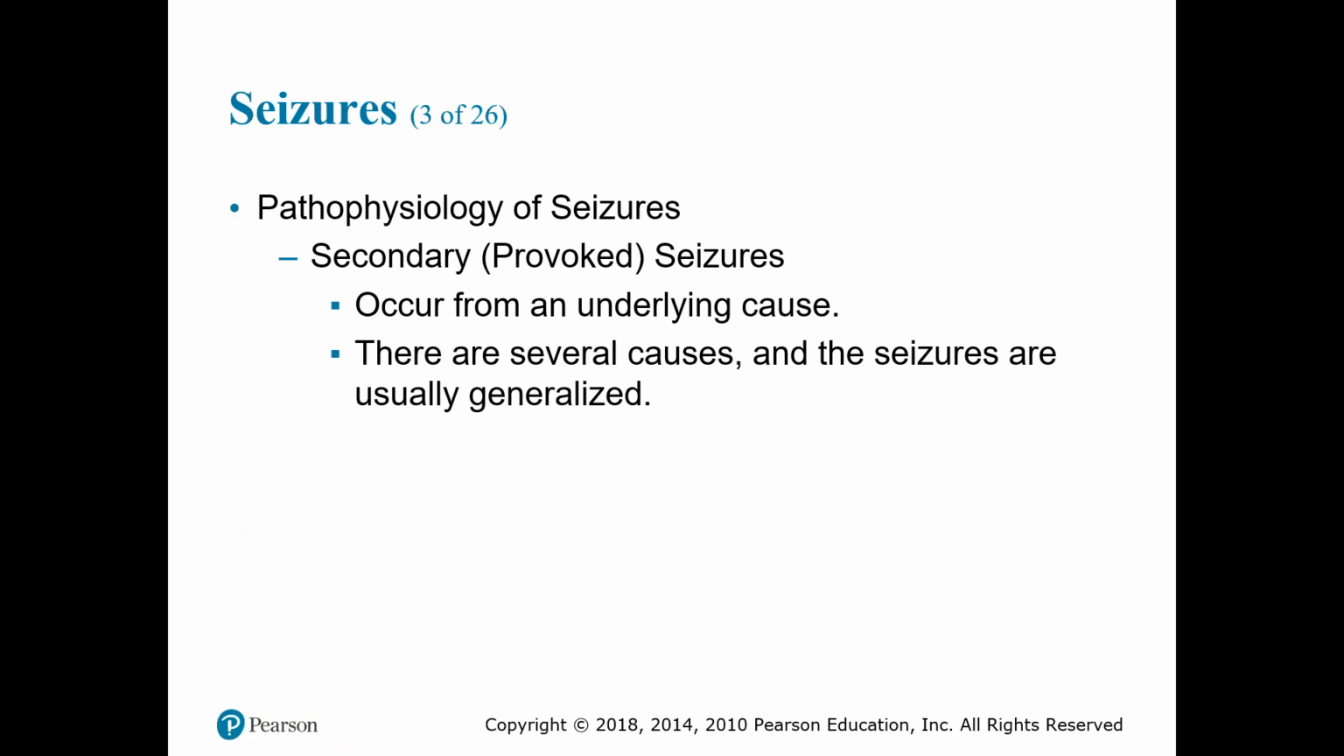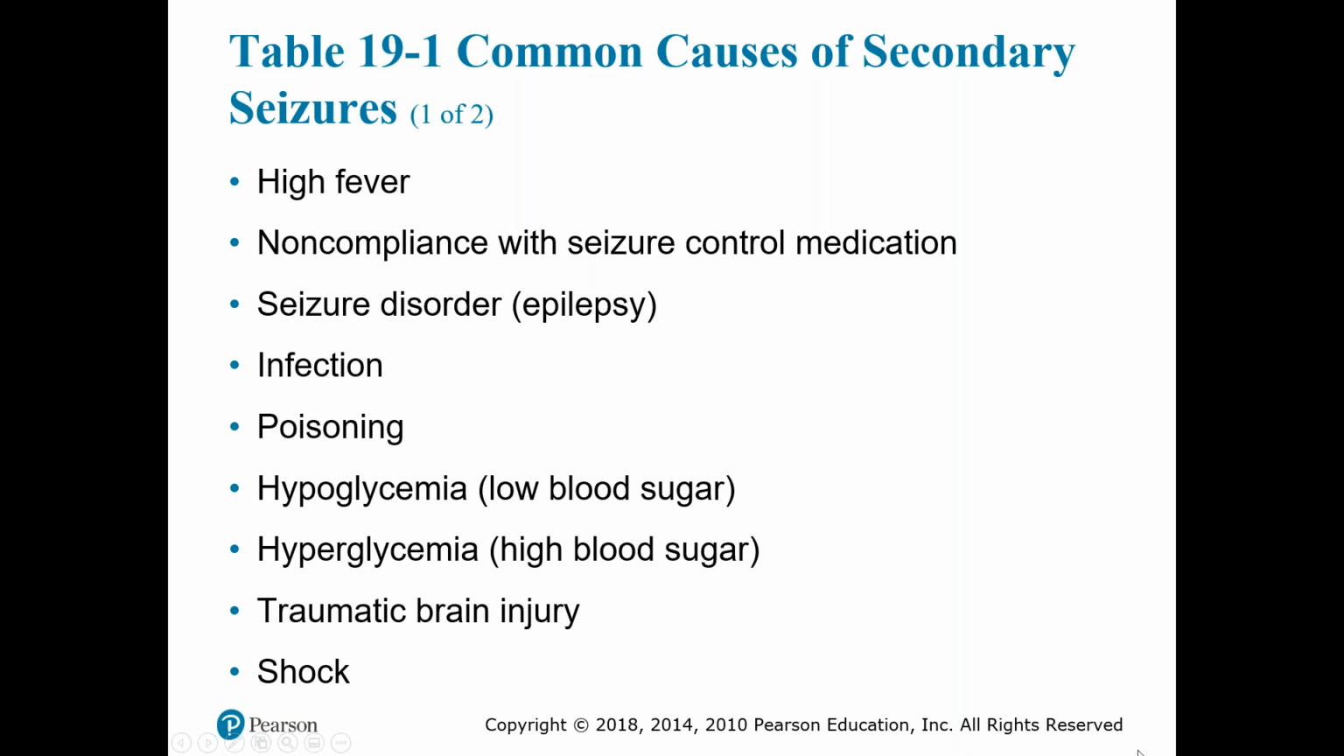The other type is going to be secondary and or provoked seizures. So this is somebody who may not have epilepsy, but an outside circumstance occurred, and as a result, that individual had a seizure. So our most common causes of those secondary seizures: high fever. This is going to be for our febrile seizures, specifically within our pediatrics and our infants.